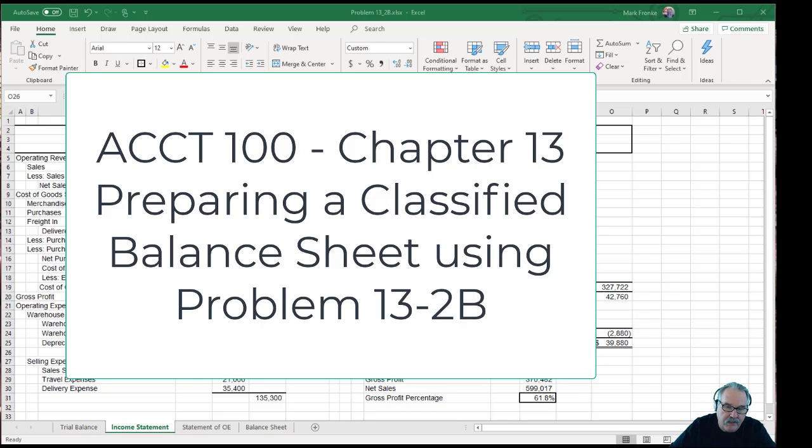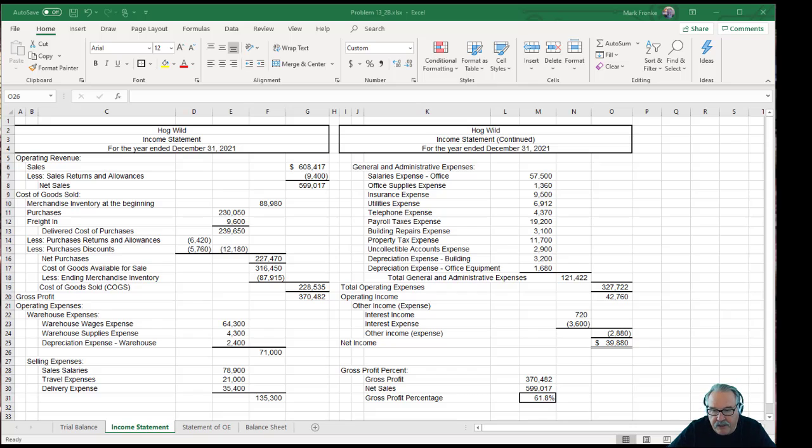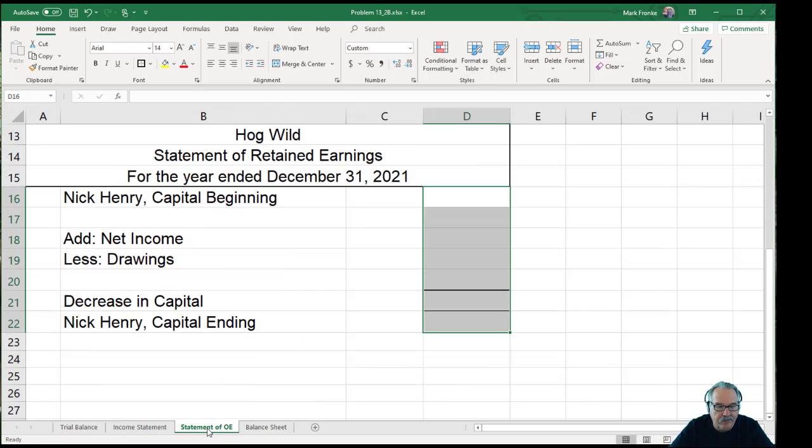Where we left off was the income statement has been prepared. We have net income of $39,880 and a gross profit percent of 61.8%. But now we're going to prepare the statement of owner's equity, which is the second statement, which will link together the balance sheet and the income statement.